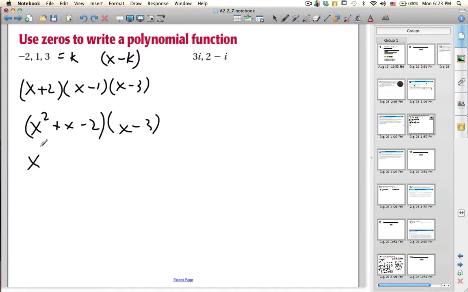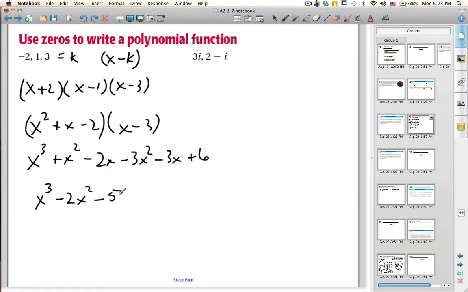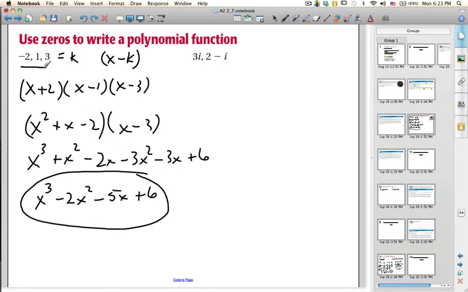X times x squared is x cubed. X times x is x squared. X times minus 2 is minus 2x. Negative 3 times x squared is minus 3x squared. Negative 3 times x is minus 3x, and negative 3 times negative 2 is plus 6. When I combine like terms, I'll have x squared and minus 3x squared, so that's minus 2x squared. And I have minus 2x minus 3x, that's minus 5x plus 6. So this is the polynomial that has these solutions.